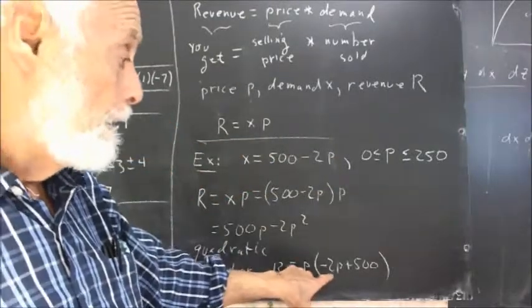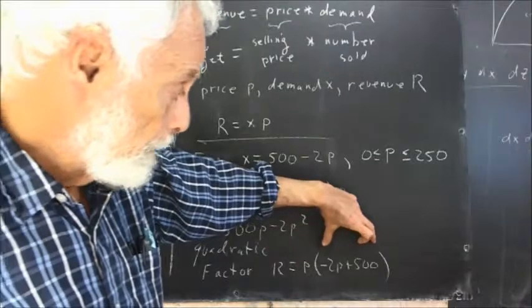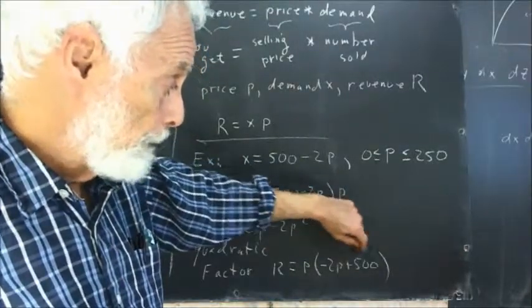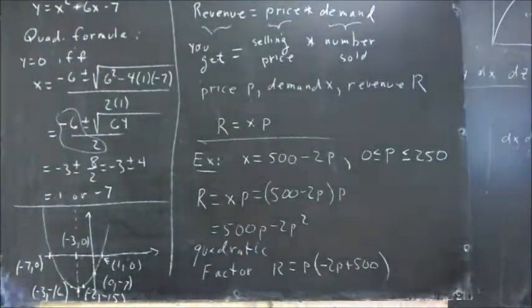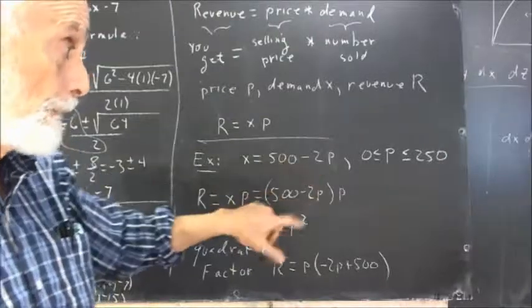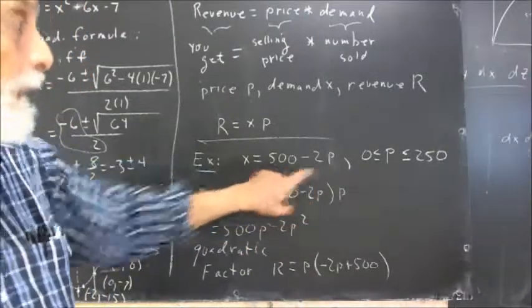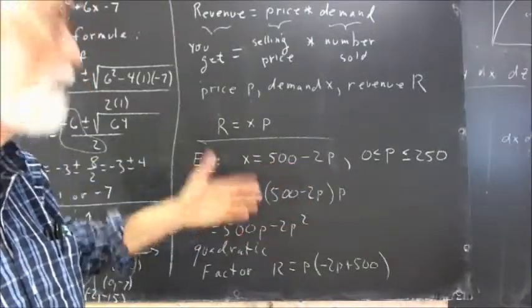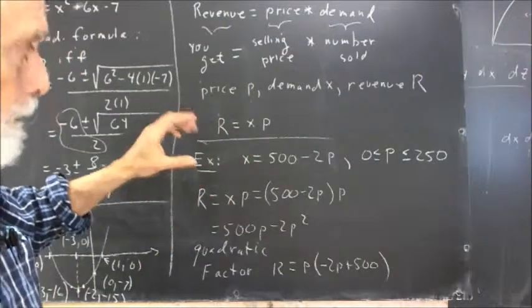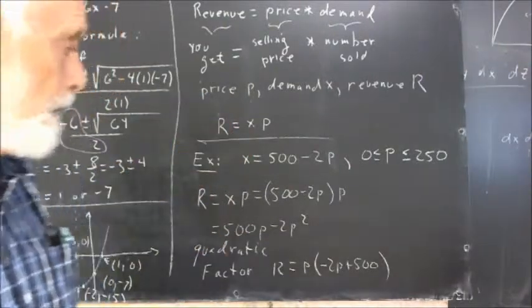And then zero property again. If you set this equal to 0, you get P equals $250, and that's the case we just saw up here. If P is 250, then X is 0. You don't get any revenue if you don't sell any of them.